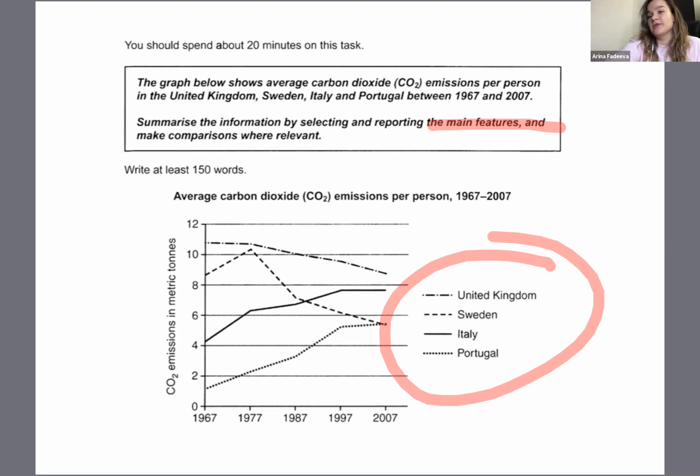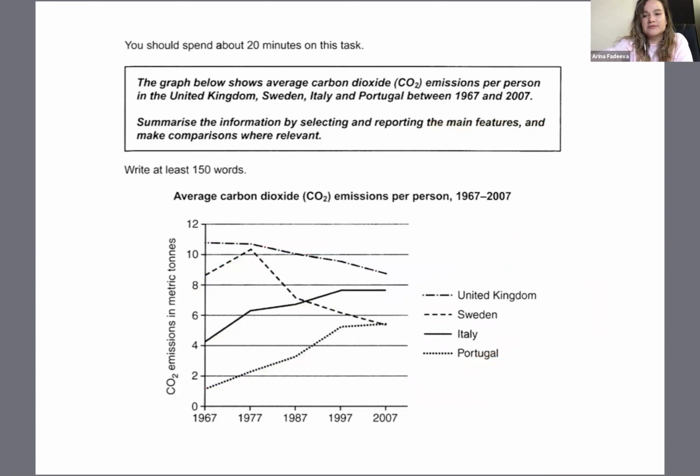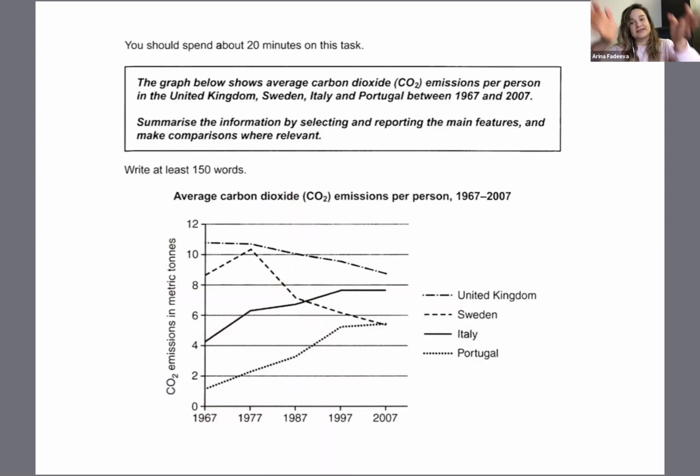Some students think, I don't have to write about Portugal, I won't write about it because I have to report the main features. They write about the United Kingdom, Sweden, Italy, that's it, and they lose marks. So what key features mean in the band descriptors is all the countries. Of course, you don't have to describe everything in detail. Just divide it into 2, group the data here, group the data here, and group the data here. You don't have to describe everything, that's correct, but you have to mention all the countries.